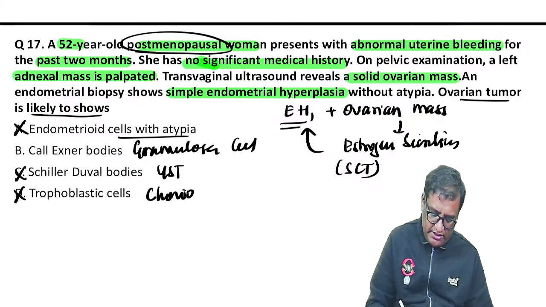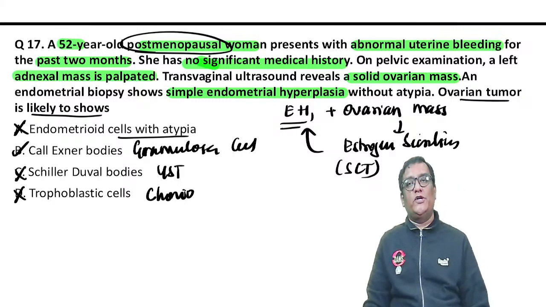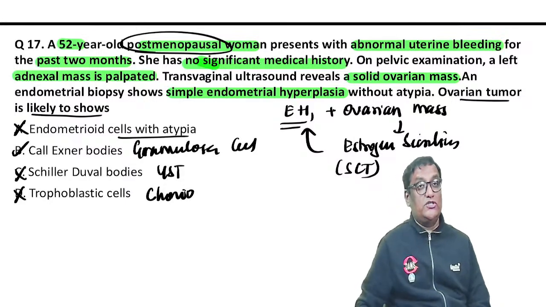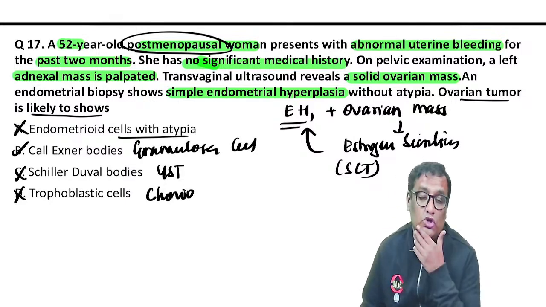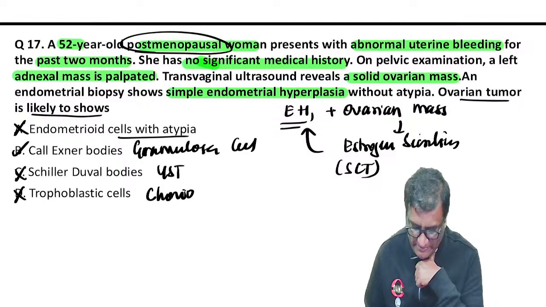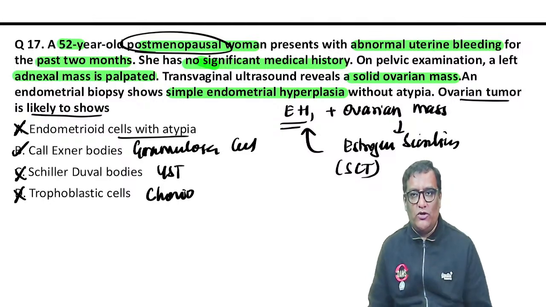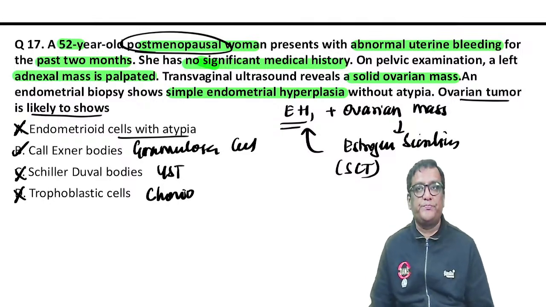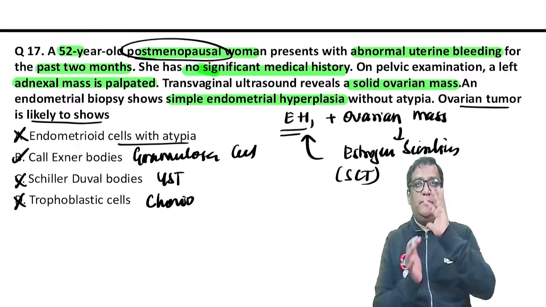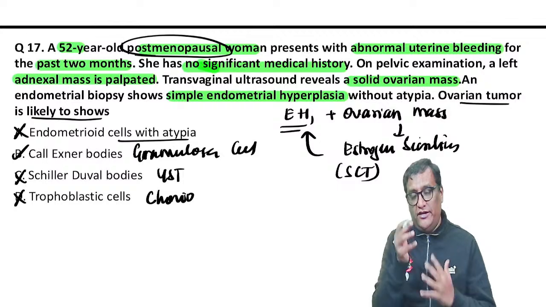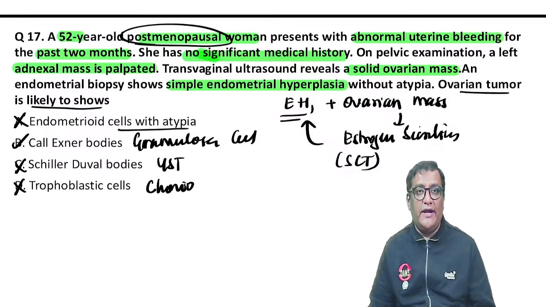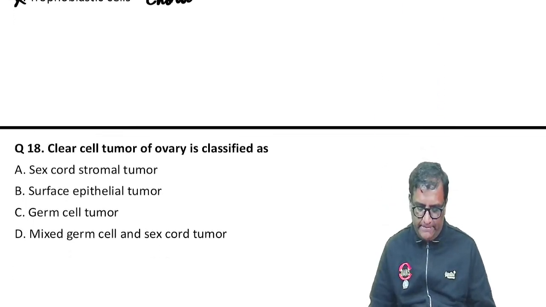So the answer is option B. Very good. Call-Exner bodies, because you are suspecting a sex cord stromal tumor here. Call-Exner bodies. Very good. Look at this question, it is twisted, a little bit of understanding of your ovarian tumor and endometrial hyperplasia, etc.